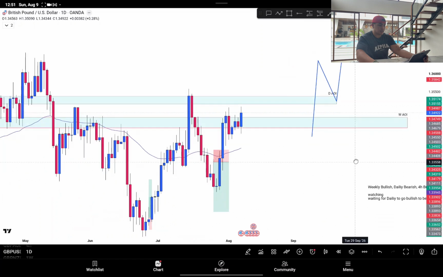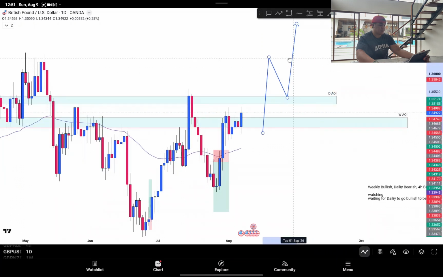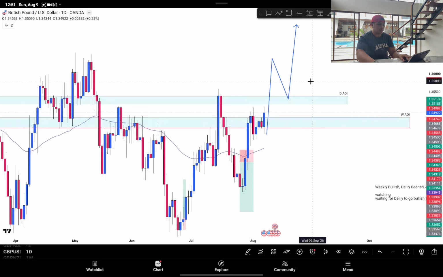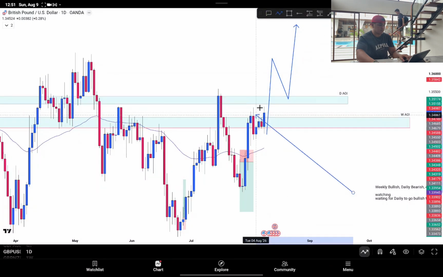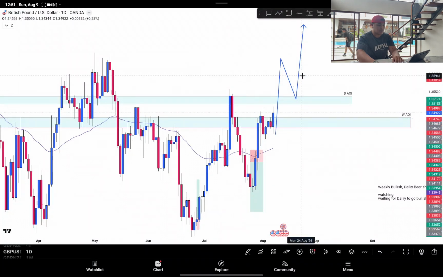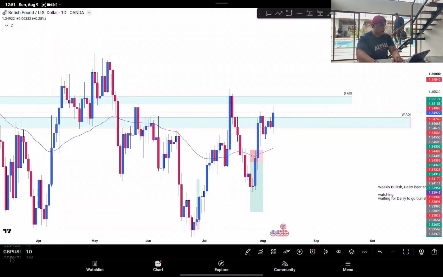So the best thing that we could do for GBPUSD is to wait for the market to break this support level and probably look for buys. Just wait for the market to break out of this consolidation zone so that we could look for buys.